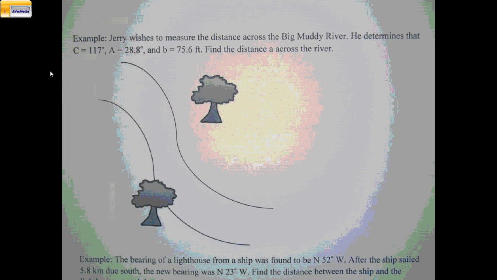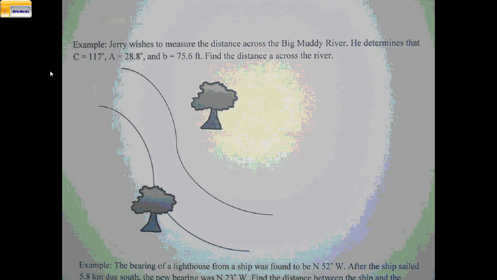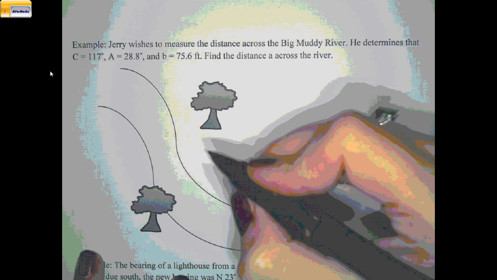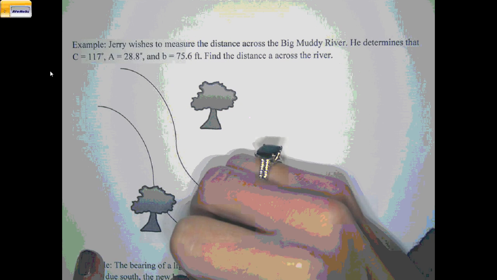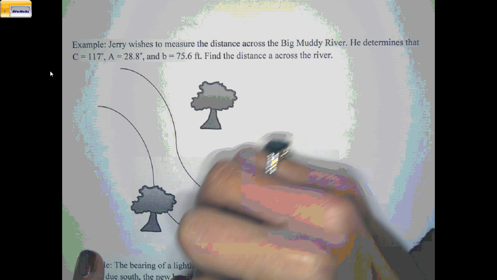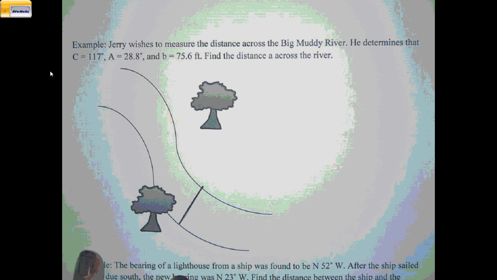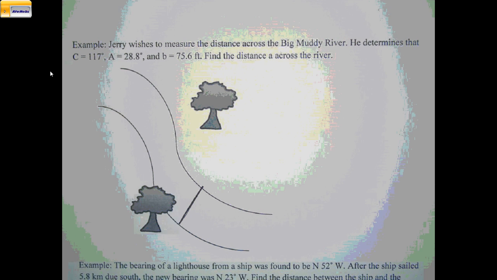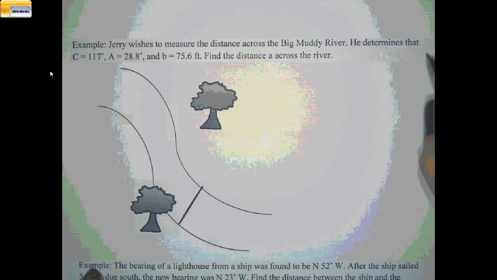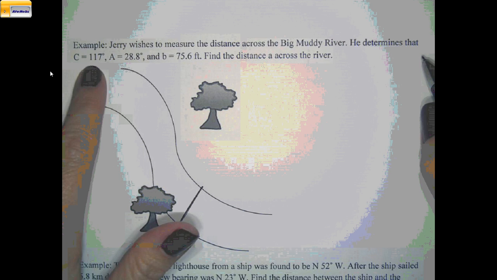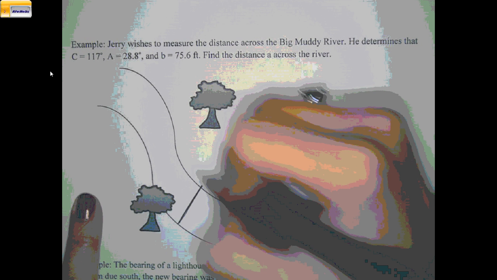Jerry wishes to measure the distance across the Big Muddy River. So we've got distance across the Big Muddy River. It's not the Nile. That's funny. It's called Big Muddy River. That's the name. He determines that C is 117 degrees, and I'll just kind of set this up for you.